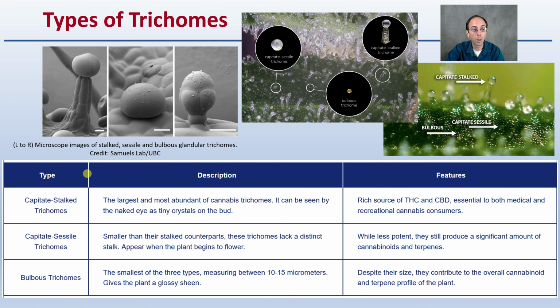Now the description: again, the stalked are the largest and most abundant, can be seen with the naked eye, and are a rich source of THC and CBD. The sessile ones are smaller than the stalked trichomes, but still able to be seen, and appear when the plants begin to flower. They are less potent, but still produce significant amounts of cannabinoids as well as terpenes. And the little tiny bulbous ones are the smallest of the three types. They give that glossy sheen to the plant, and despite their size, they can contribute to the overall cannabinoid and terpene profile of the plant.